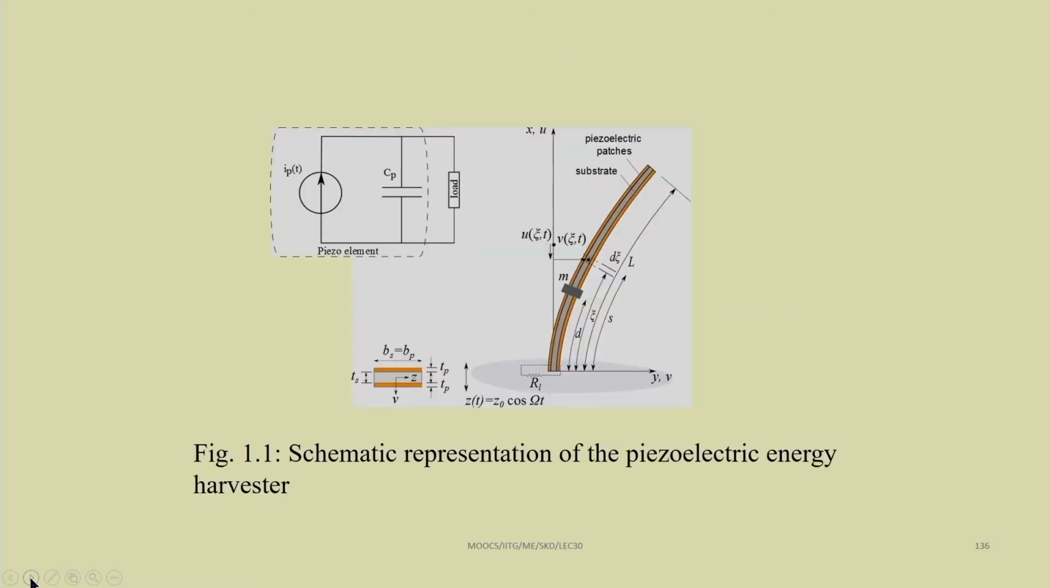So, let us come to our system. This is the schematic representation of a piezoelectric energy harvester. This inside part is the substrate, that is the main body, then these piezoelectric patches are put on both sides of this substrate, and then we have an attached mass. The mass can be attached at any arbitrary position.